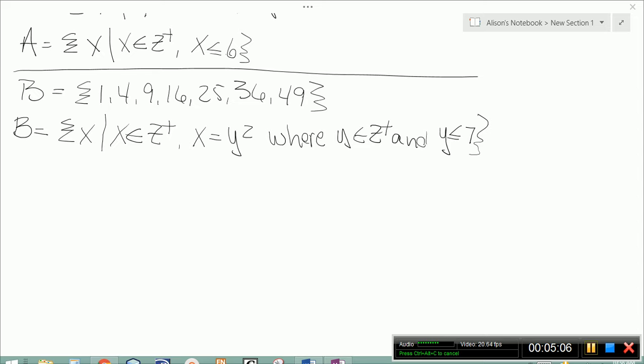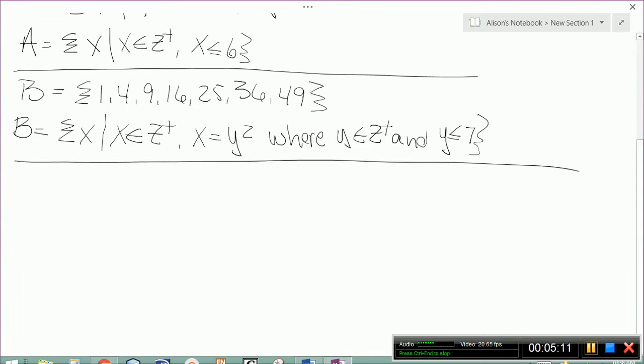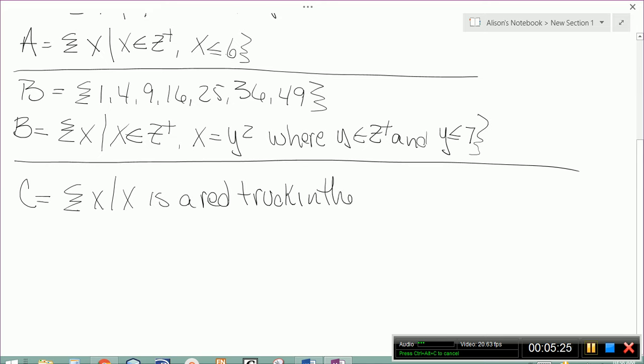So I'm going to move my screen up a little bit, give myself a little bit of room, and we're going to define a third set. It doesn't have to be a mathematical calculation. Let's say, for instance, C is the set of all X such that X is a red truck in the A2 parking lot. I should probably specify in the Weber State Ogden campus A2 parking lot.